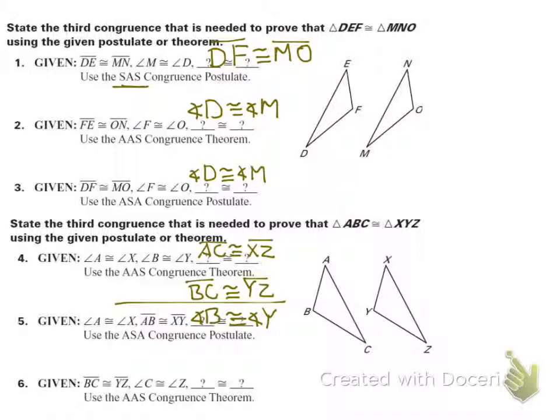Last one, we're looking for angle, angle, side. We have BC is congruent to YZ, and angle C is congruent to angle Z. Angle, angle, side is when the side is not between the two angles. So I need to choose the angles so that the side is, again, not between them. And if we look at A and X, that would be angle, angle, side. And if we look at maybe B and Y, that could still be a congruence. It would be angle, side, angle. But again, we're looking for angle, angle, side in this one.